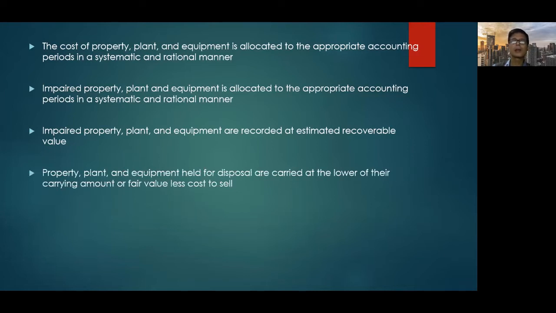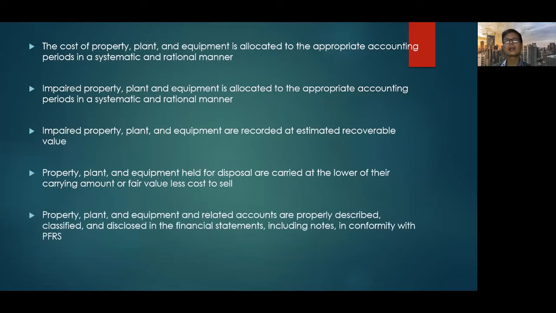Property, plant, and equipment held for disposal are carried at the lower of their carrying amount or fair value, less cost. Yan. So ito, no? So mga ano rin to, kumbaga yung bang parang recoverable value. No? So kasi alam mo, napakahalaga ng ano yun, yung mga amounts na nandun sa financial statement, it should reflect kung ano yung talagang value nila.